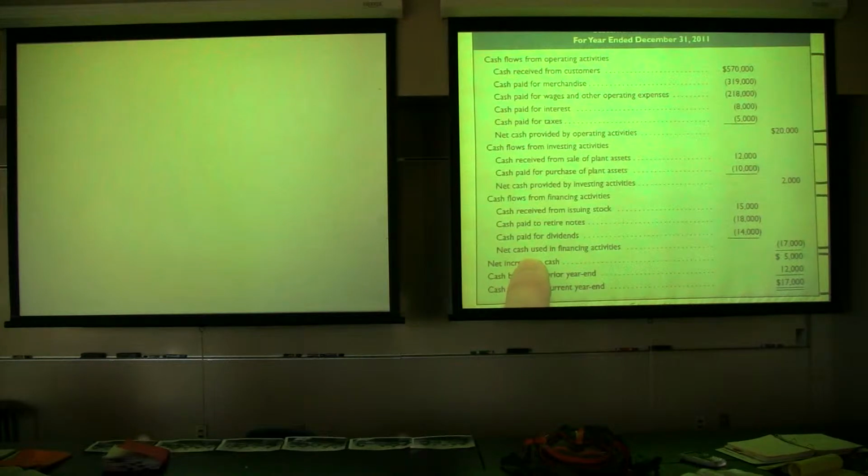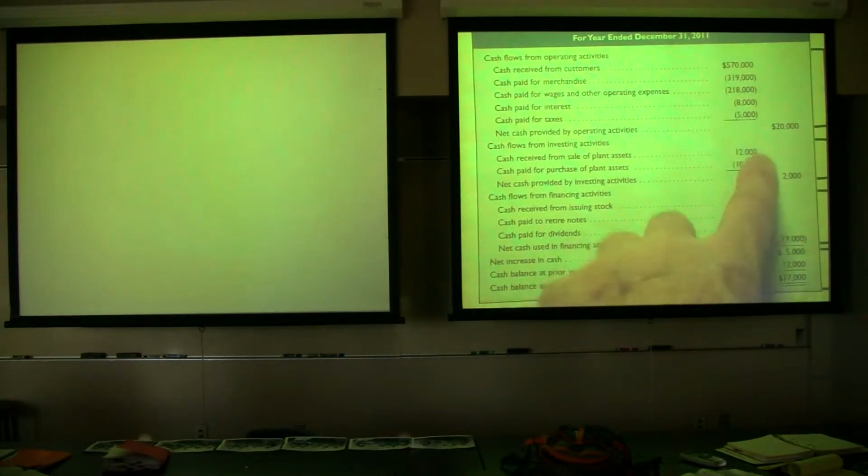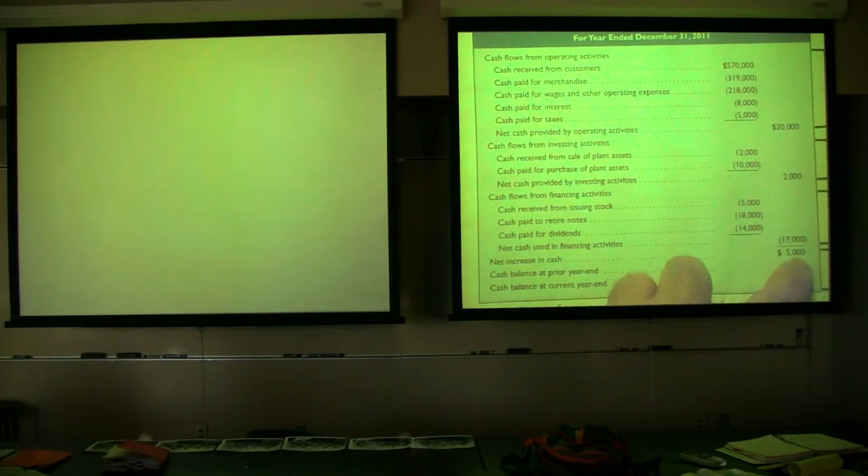In this case, you issued stock for $15,000, you paid off $18,000 of principal of a loan, you paid $14,000 in cash dividends, so it's a net cash decrease of $17,000. So $20,000 in, $2,000 in, $17,000 out, a net increase of $5,000 in cash.